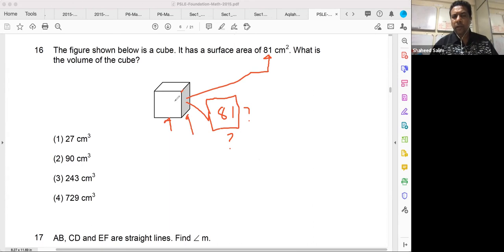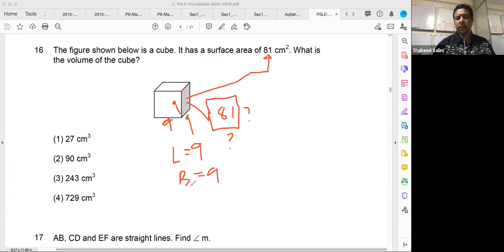Find the volume of 9 by 9 by 9. What's the length? The length is 9. What's the breadth? The breadth is 9. What's the height? The height is 9. So just take length and breadth times height. 9 times 9 times 9 give you 729.